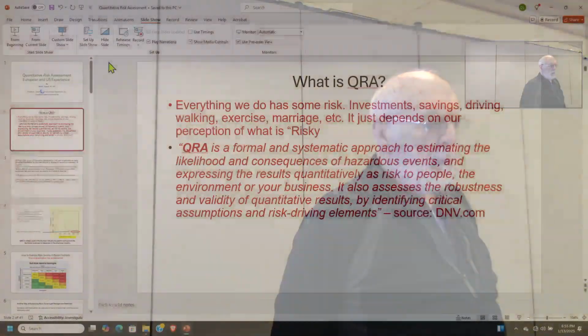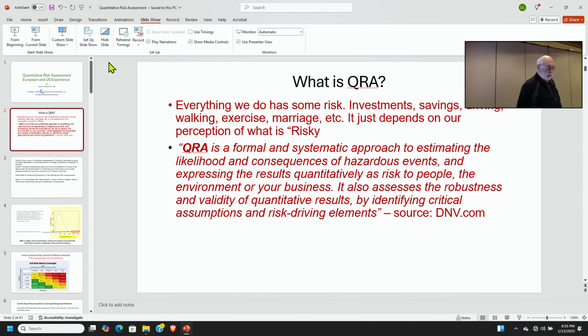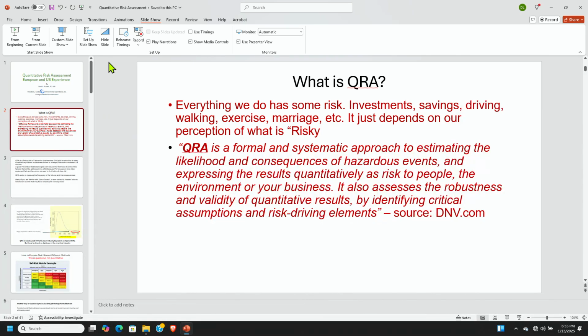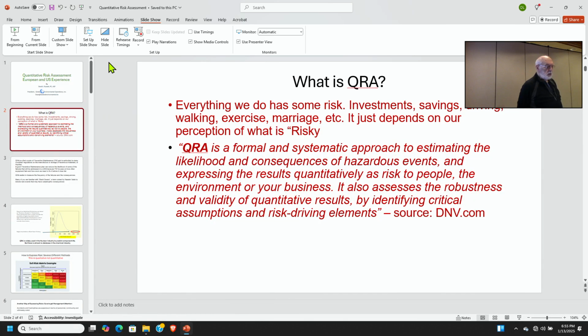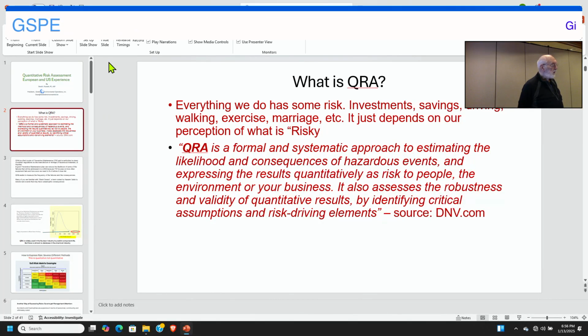What is quantitative risk assessment? Everything we do has some degree of risk. Investment, savings, driving, walking, exercise, you name it. QRA is a formal and systematic approach to estimating the likelihood of consequences of hazardous events and expressing the results quantitatively as risk to people, the environment, or your business. It also assesses the robustness and validity of quantitative results by identifying critical assumptions and risk-driving elements.